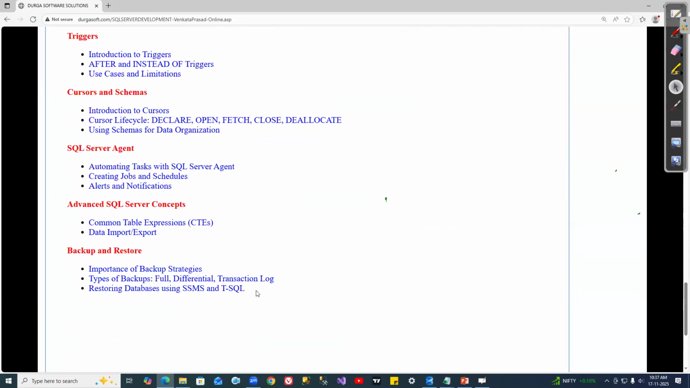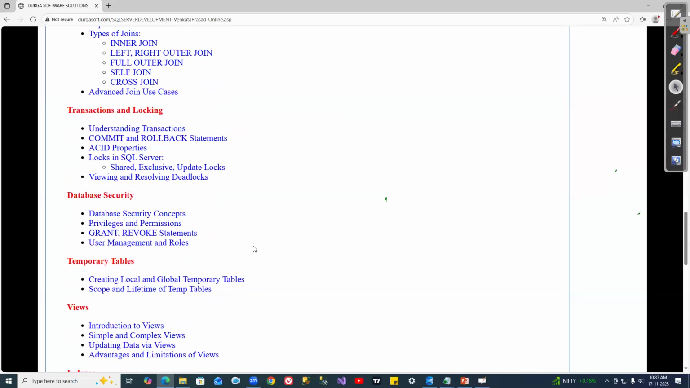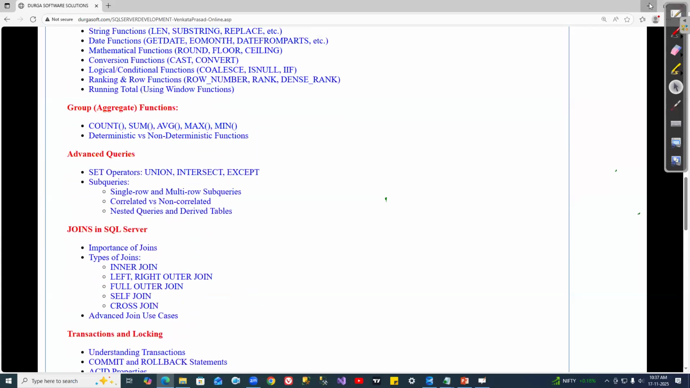Tomorrow we will start with the RDBMS and its features. Okay, so any doubts, guys? Do you have any doubts? Just let me ask you.